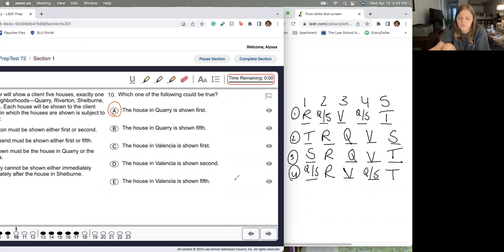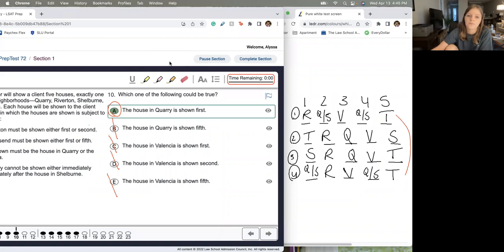B says Q is shown 5th. I have no world where Q is in 5, so that one's wrong. V is shown first. No world where V is shown first. Wrong. Wrong. V is shown 2nd. No worlds where V is 2nd, so that's wrong. V is shown 5th. No worlds where V is shown 5th, so that's wrong. So it's going to lead me to my answer choice being A, which again causes me anxiety when my answer choice is A or E because I always second guess myself. But all the other answer choices are wrong, so I have to pick A.